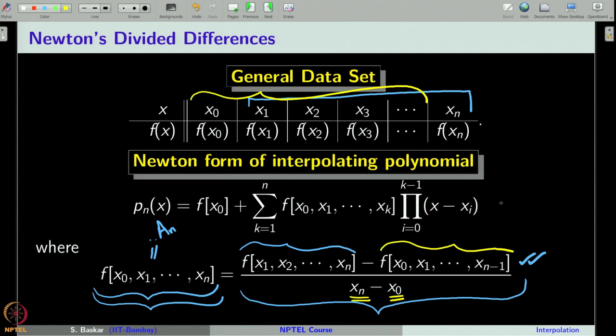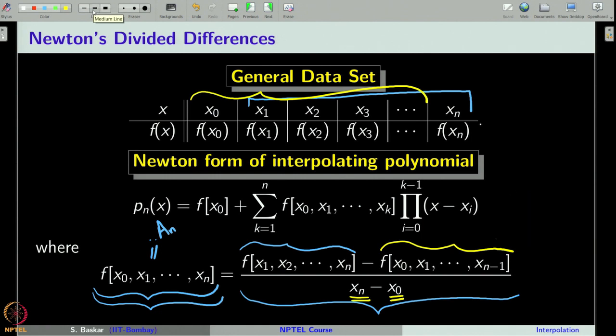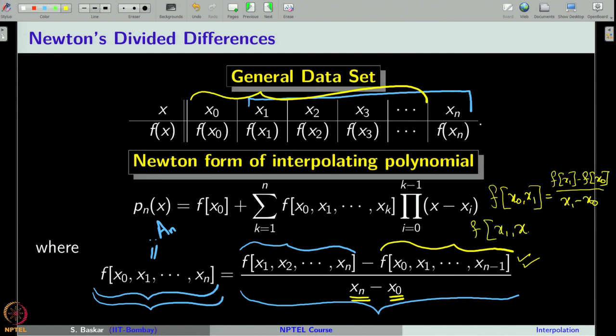You have to start with, say, f of x0, which is nothing but the function value at x0, and similarly f of x1 is equal to the function value at x1, and so on. This is the zeroth order divided difference. Whereas the first order divided difference f of x0 comma x1 is written as per this formula: f of x1 minus f of x0 divided by x1 minus x0, and similarly you can write f of x1 comma x2 and so on. These are the first order divided differences.